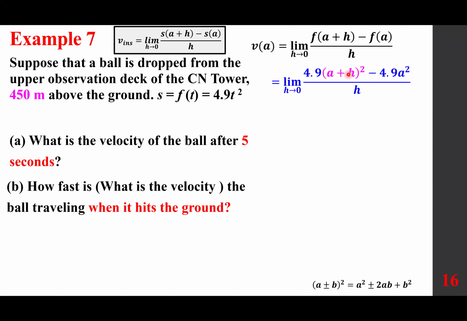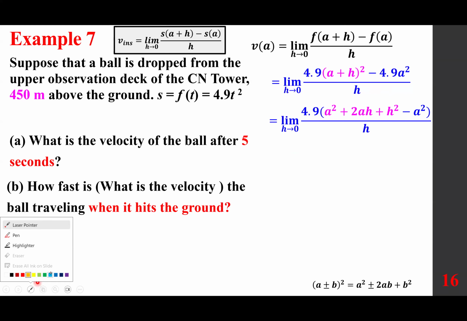Clearly, if you replace the h with 0, these two are identical with the negative in between, so they cancel each other. So you do get 0 over 0, and that means we need some sort of technique. The technique is to simplify the numerator. This is (a plus h) squared, so following that, this is a squared plus 2ah plus h squared. At the same time, I'm going to take the common factor of 4.9 out. So this is a squared plus 2ah plus h squared, minus 4.9 a squared. 4.9 you take out, you get negative a squared.